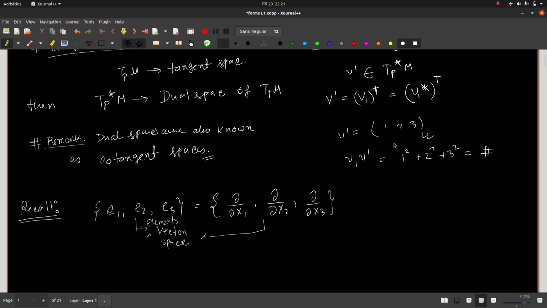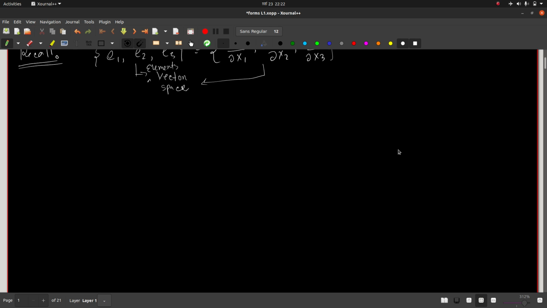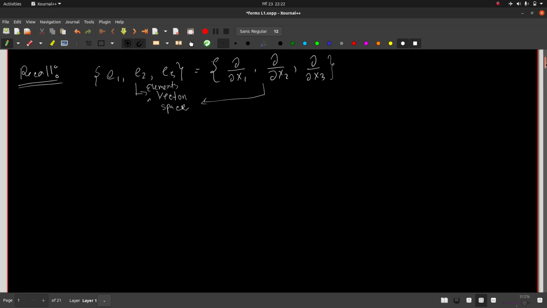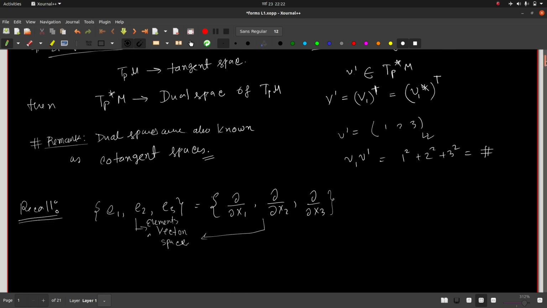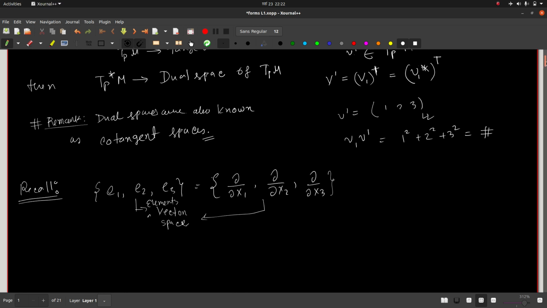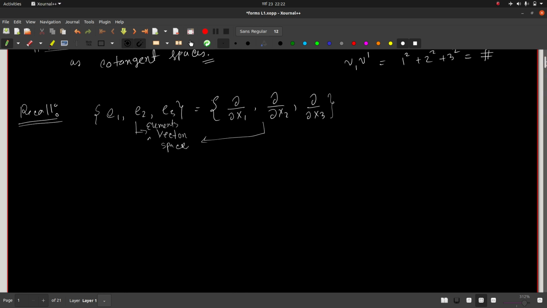And all this subscript and superscript stuff is related with some covariant and contravariant things, but I won't go into that because that is a part of tensor analysis, which is not our topic here. So we'll stick to the notion of dual spaces and tangent spaces, or so to say cotangent spaces.